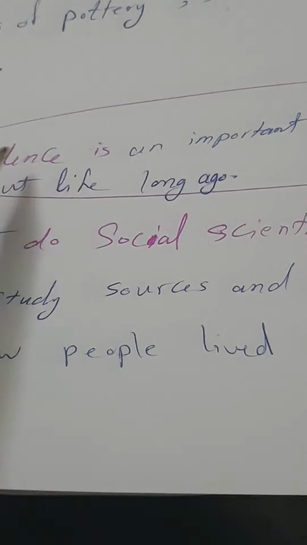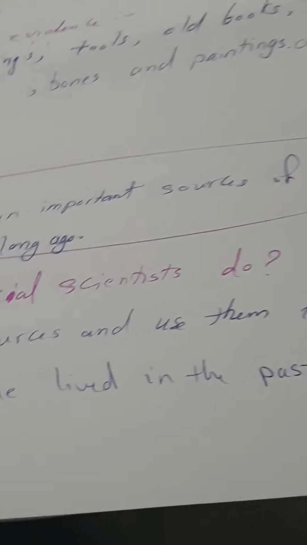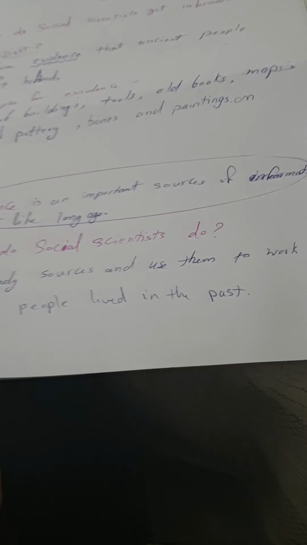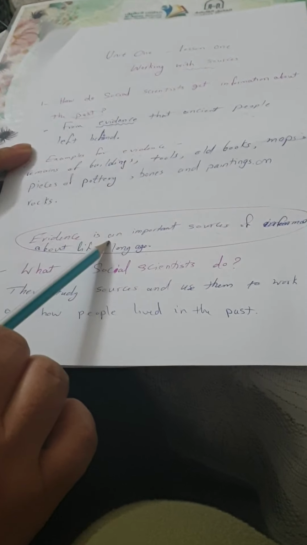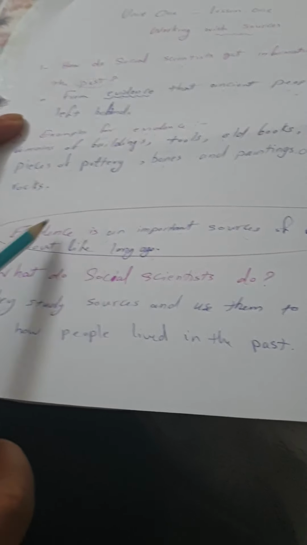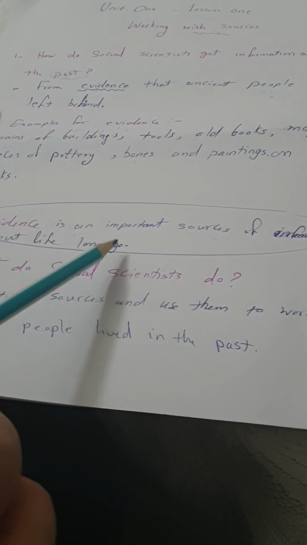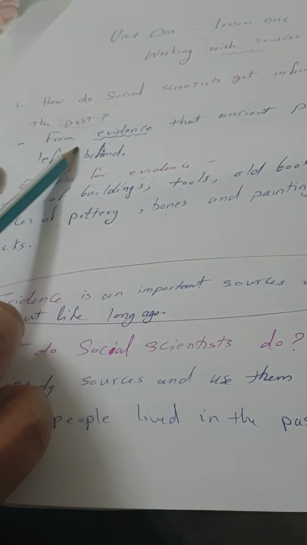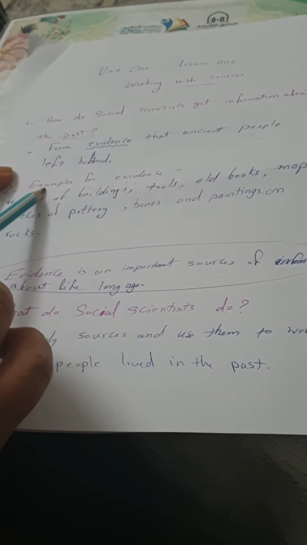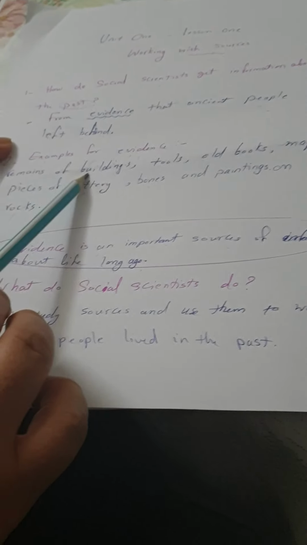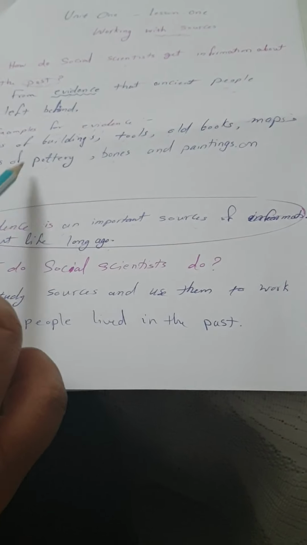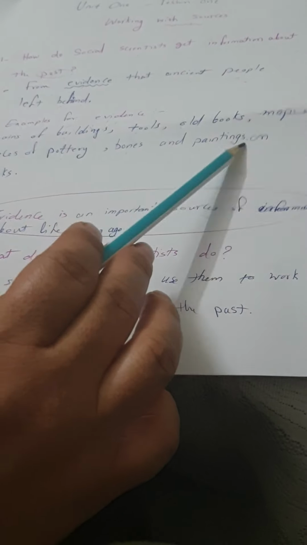Again, what is evidence? Evidence is an important source of information about life long ago. So, if I asked you, what is evidence? Can you answer me? Yes. Read the answer. Evidence is an important source of information about life long ago. How do social scientists get information about the past? From evidence that ancient people left behind. Can you give me examples of evidence? Yes, remains of buildings, tools, old books, maps, pieces of pottery, bones, and paintings found on rocks.